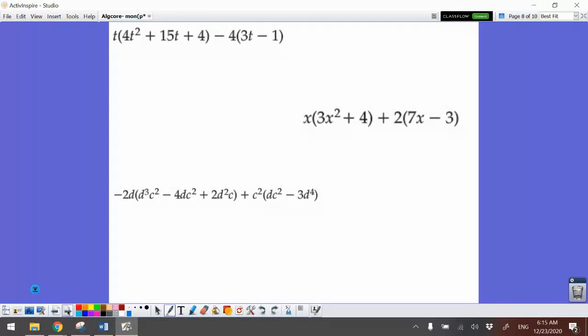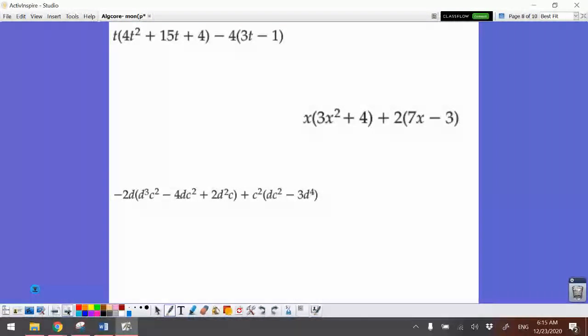Okay, here's a few more. These we're going to distribute and simplify, okay? So we're going to be combining the terms as we distribute, or once we distribute, to make sure that everything is together and in simplified form.